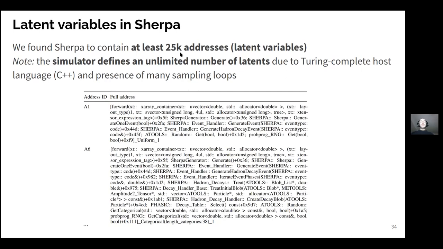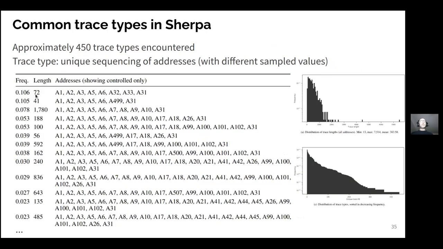So in practice, these traces that I was referring to look like this. For example, the most frequent trace has this sequence of random numbers. For some reason, they refer to some type of path that you can take through the simulator to simulate an event. That is the most likely thing that happens to a tau lepton as it's simulated. And the next most likely sequence is this.